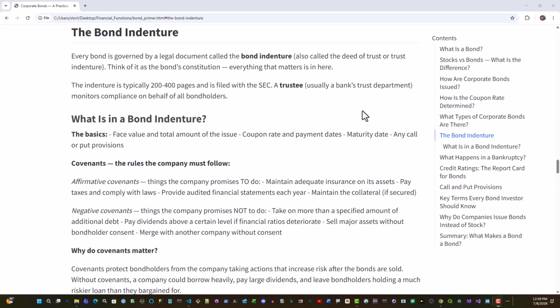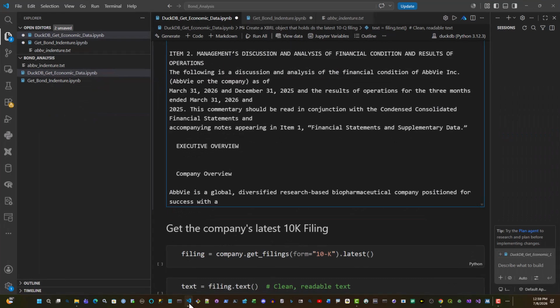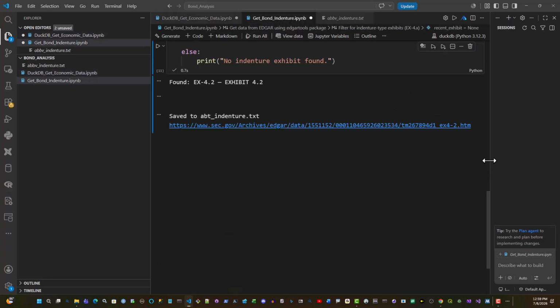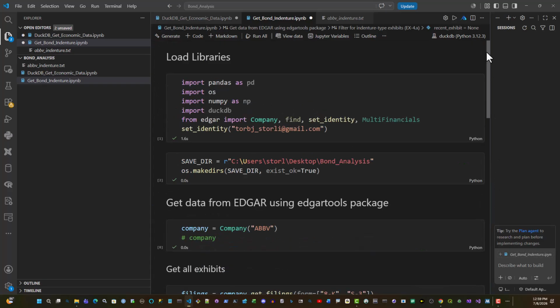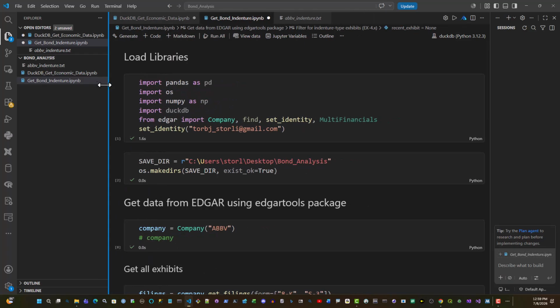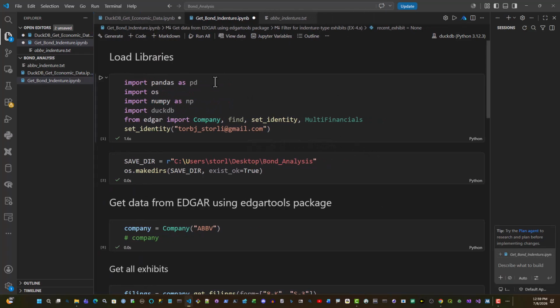Okay, we're going to continue from the prior video and we left off here in bond indenture. Now what I did, just for the fun of it, I created this little notebook, and I'm using it to actually generate an indenture. In this case, I use the Edgar tools that I have made videos about before, and Python.